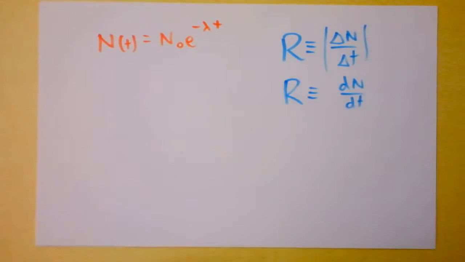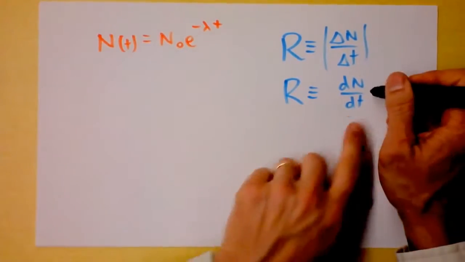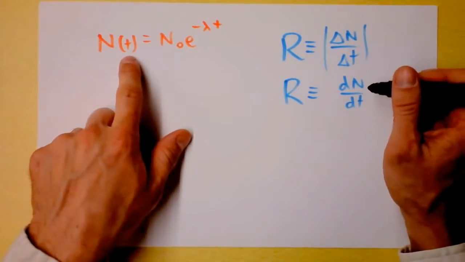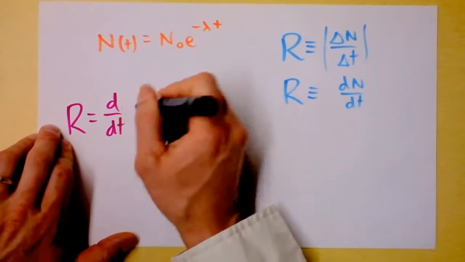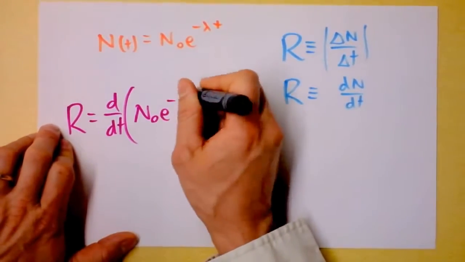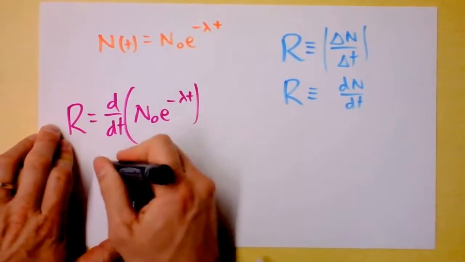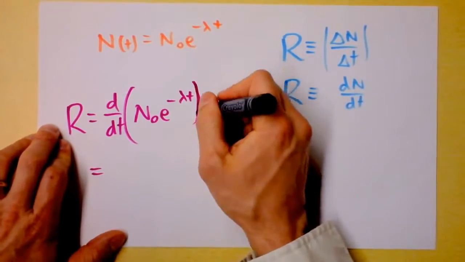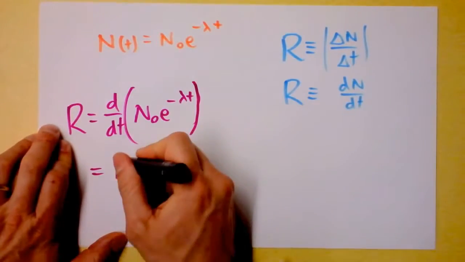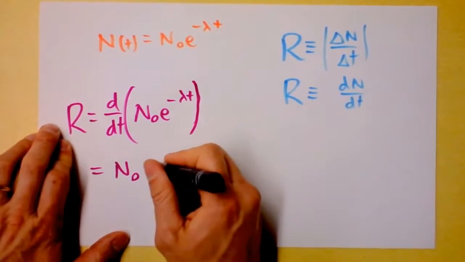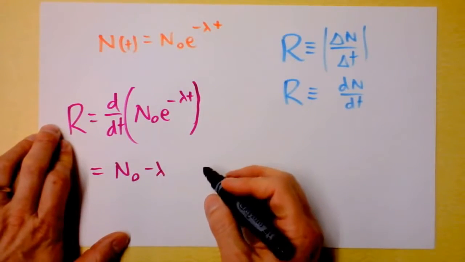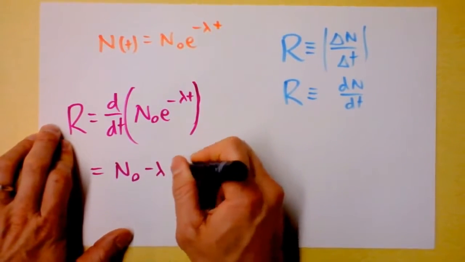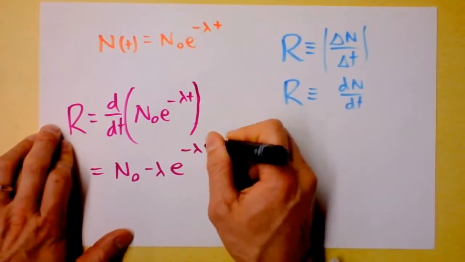And the decay rate is, what? I'm supposed to take the derivative of that function with respect to time. R is d/dt of N naught e to the minus lambda t. And I like differentiating exponentials. It's a very fun thing to do. We'll pull out N naught, and then we get a negative lambda times that exponential, e to the negative lambda t.